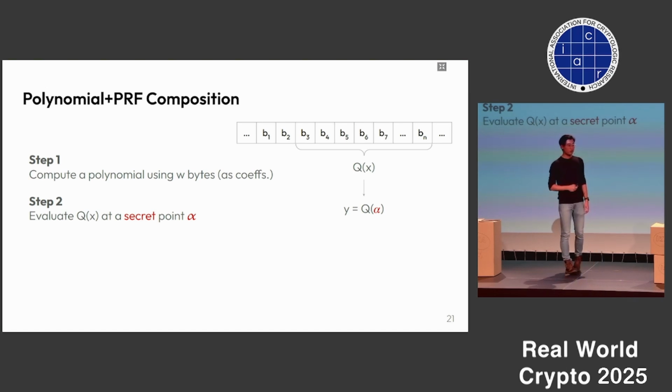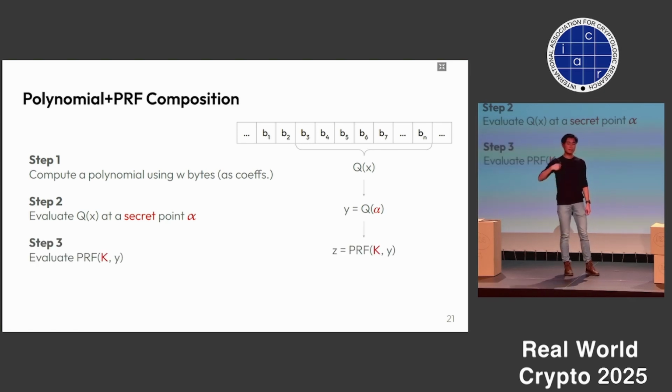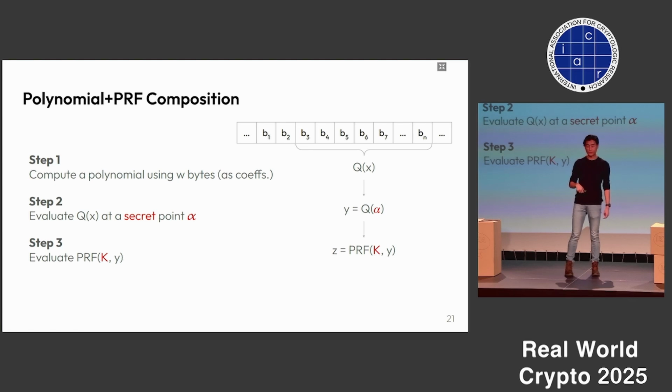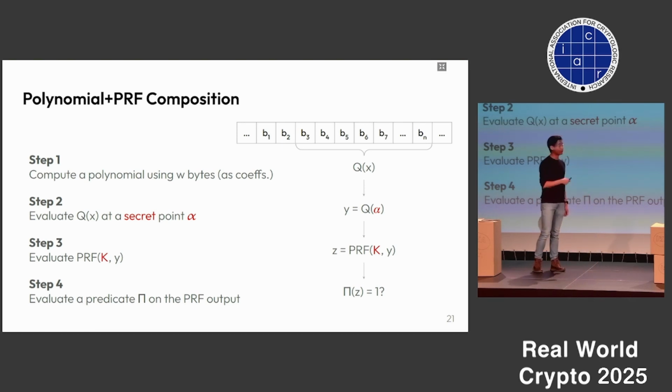Okay, now we take this polynomial and we evaluate it at a secret point alpha. Alpha is going to then be part of our secret key. Then, instead of using the result of the evaluation, we pass this through a PRF. So the PRF has a key k. This is also going to be part of our secret chunking key. And then we compute the predicate over the result of the PRF. Now, intuitively, because it's the result of a PRF, it has some pseudo-randomness property, which gives us the property that we want, that it's indistinguishable from a Bernoulli.